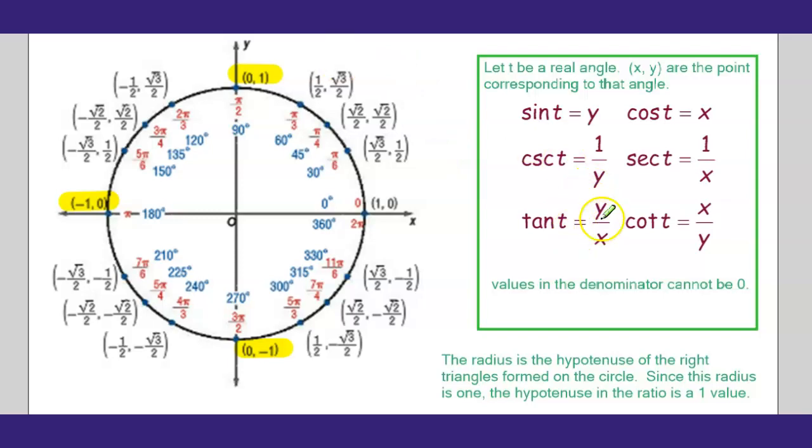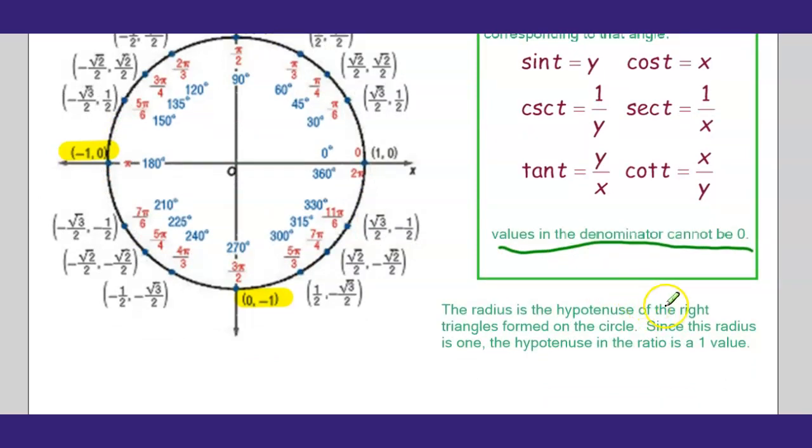Tangent is y over x, sine over cosine. And cotangent is x over y, cosine over sine. Values in the denominator cannot be 0. The radius is the hypotenuse of a right triangle found on the unit circle. Since the radius is 1, the hypotenuse is 1.